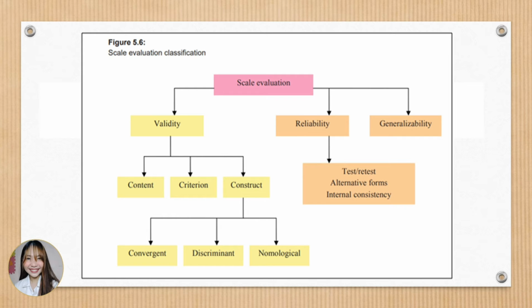First, let's focus on the framework. Validity can be measured by examining content, criterion, and construct validity. Construct validity is divided into three parts, namely convergent, discriminant, and nomological validity. Now take a look at the right part of the framework. As you can see, we have reliability and generalizability. Reliability can be assessed by examining test or retest reliability, alternative forms reliability, and internal consistency reliability.